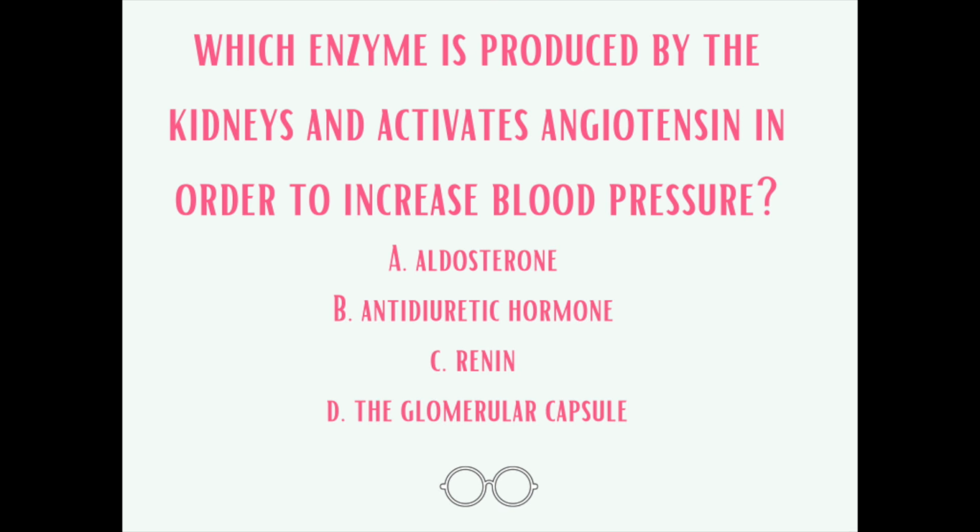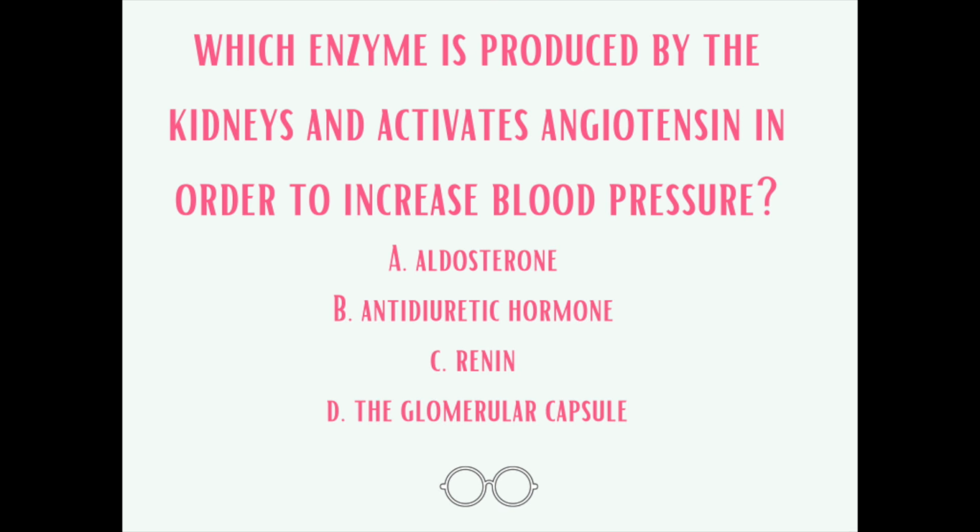Which enzyme is produced by the kidneys and activates angiotensin in order to increase blood pressure? A. Aldosterone, B. Antidiuretic hormone, C. Renin, or D. The glomerular capsule. The answer here is C.